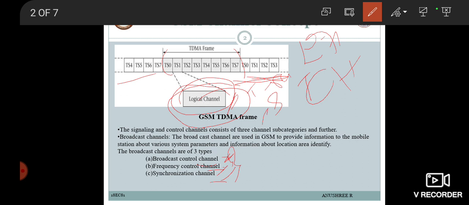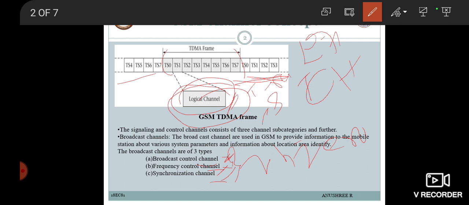Next comes the frequency control channel. The frequency control channel, FCCH, transmits a burst of zeros to the mobile station. This signaling is done for two reasons.